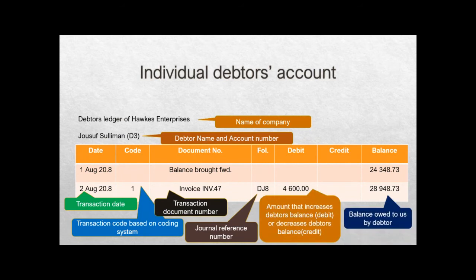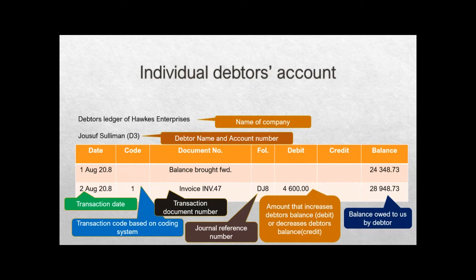Okay, so at the top, you've got your debtors ledger, the name of the company. Then you've got your debtors name and the account number. The first column is the date column. That is the date that the transaction happened. When you capture this information, it needs to be in date order. So as it happened, you do not just enter the information as you read it. You need to make sure that it is in date order. Otherwise, your closing balance will be incorrect.